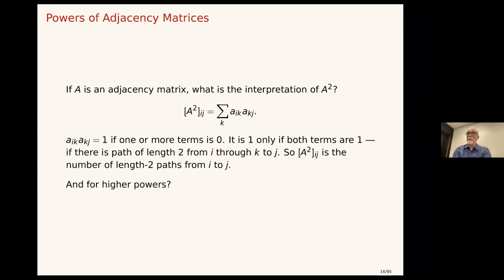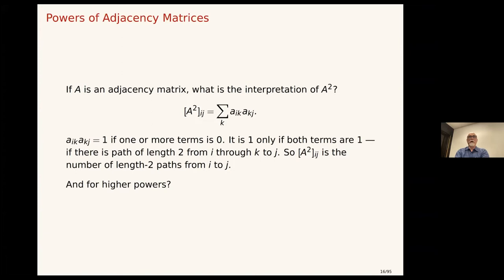If we multiply adjacency matrices, we get interesting things. So now let's forget about weighted adjacency matrices, and let's go back to unweighted matrices. So every element of the adjacency matrix A is either 0 or 1. When we look at the matrix A squared, what is this telling us? If we look at the ij element of A squared, it is this expression on the right of the equality. It is the sum over k of aik times akj.